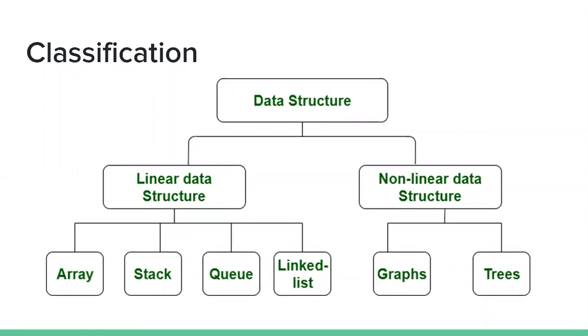So we can also say that a data structure is classified as linear or non-linear data structure. As I said, in linear data structures, the elements are organized in a linear fashion. Non-linear data structure examples are graphs and trees.